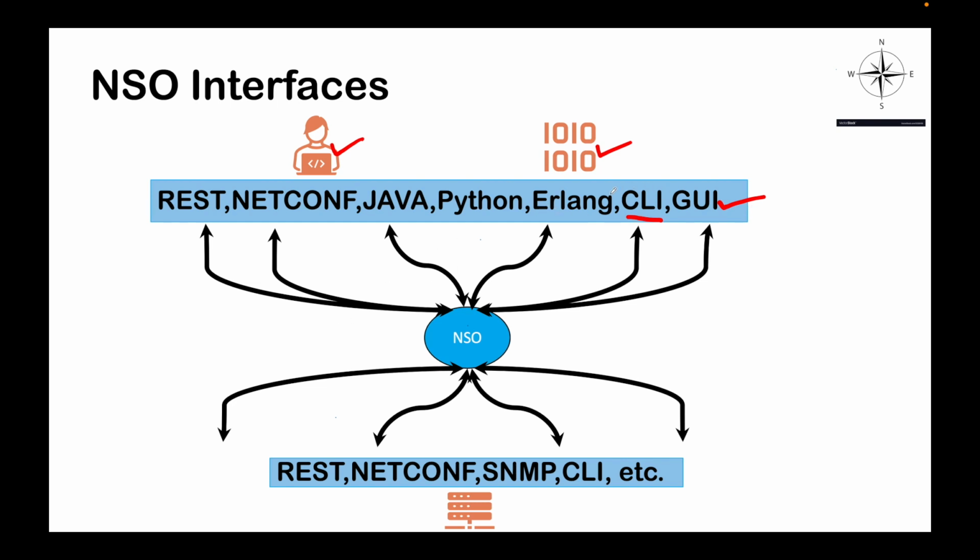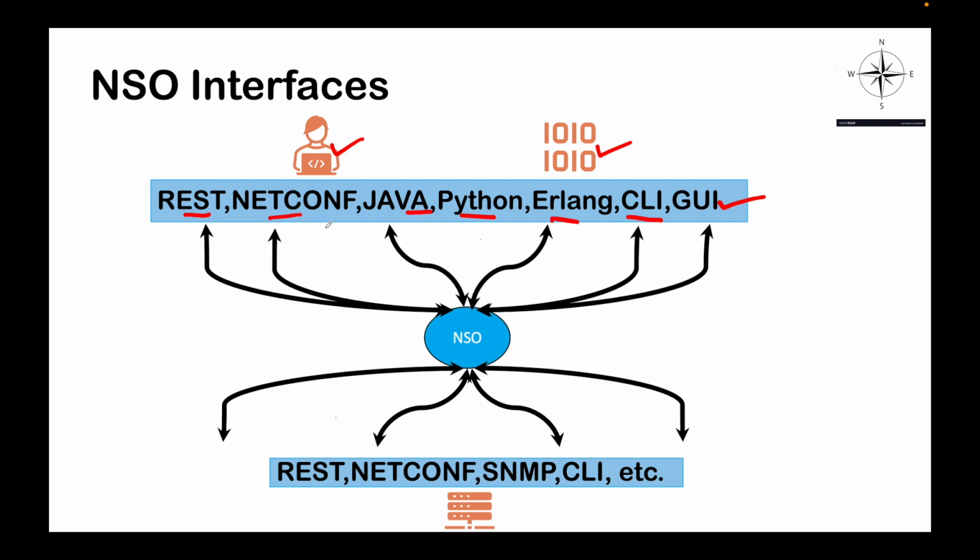And apart from this, if you also have some exposure to programming, for example Python, Java, Erlang, etc., then all those APIs are available on NSO, with which you can do almost everything which can be done with the CLI and GUI. And last but not the least, it is also REST and netconf capable.